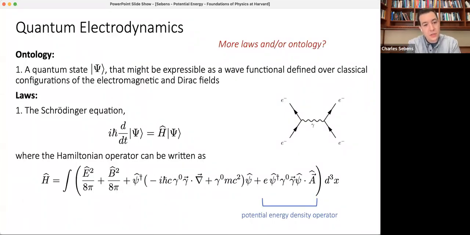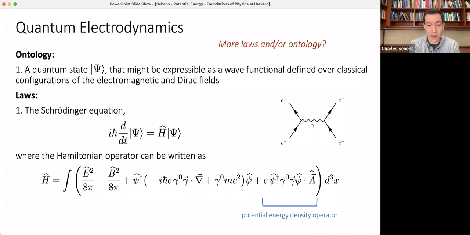When you move to quantum electrodynamics, it's difficult to say what the ontology is. I mentioned earlier that you can use a wave functional to represent the quantum state. So I would view that as at least part of the ontology. And then that wave functional, or that quantum state, will evolve by a Schrodinger equation. In that Schrodinger equation, you have a Hamiltonian operator. The Hamiltonian operator looks just like your energy before, in the classical Maxwell-Dirac field theory, but now there are a bunch of hats on it.